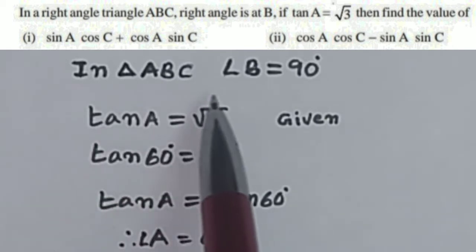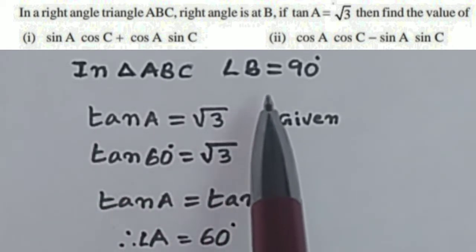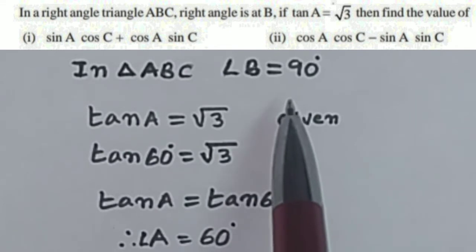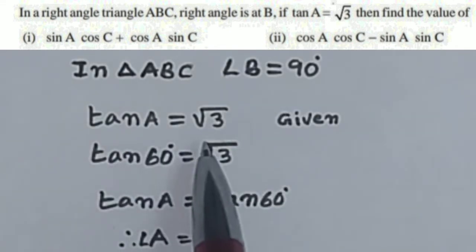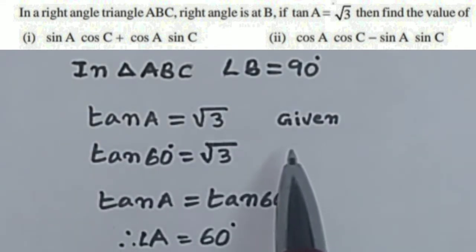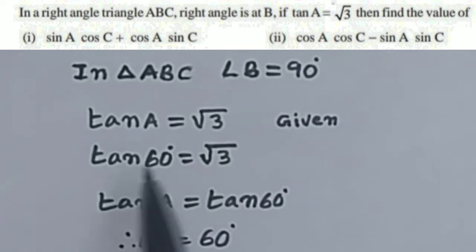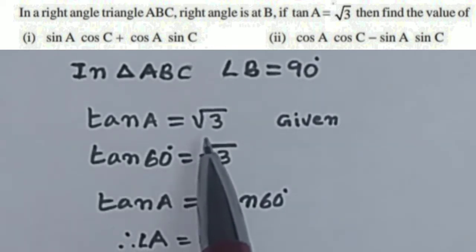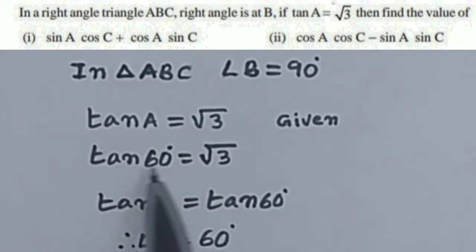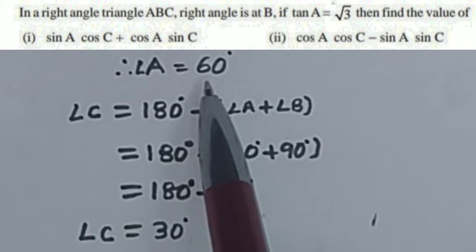In triangle ABC, angle B is equal to 90 degrees. Tan A is equal to root 3 is given. Root 3 is equal to tan 60. Therefore, tan A is equal to tan 60. So, angle A is equal to 60 degrees.